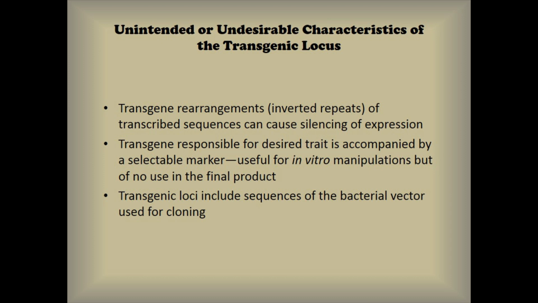We would also like to address the accompanying baggage with transgenes that is typical. Typically, you have a selectable marker that accompanies the transgene, which we use in vitro, but we don't need it in the final product. And we also typically have bacterial vector sequences derived from the cloning vector that are incorporated into that transgenic locus. Neither one of these last 2 features is necessary, and especially from a consumer acceptance point of view, they're somewhat undesirable, and we would like them not to be in our final product.